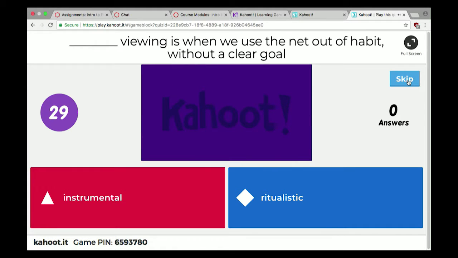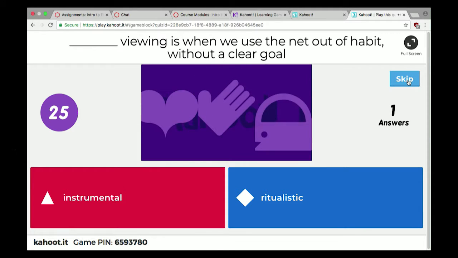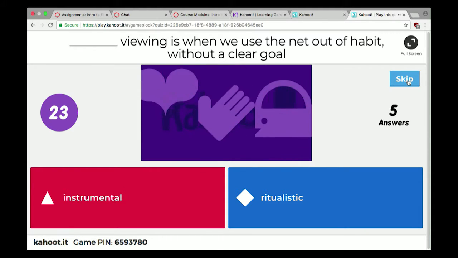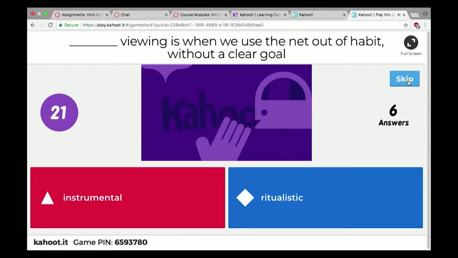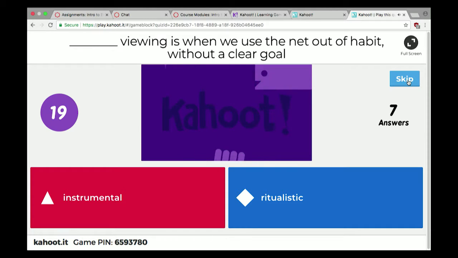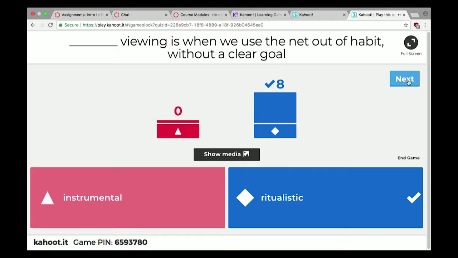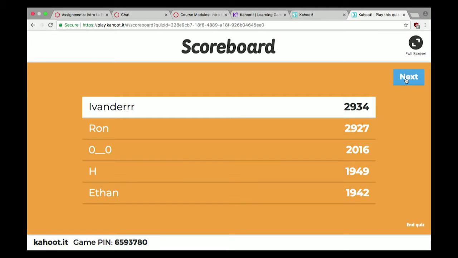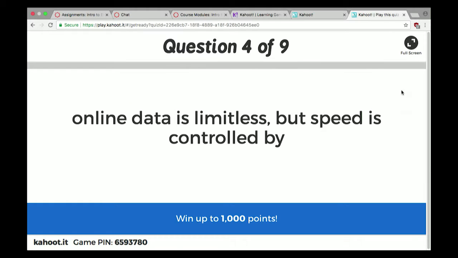All right. Next. As we move ahead, okay, some kind of viewing is when we use the net out of habit without a clear goal. So like when you fall down a rabbit hole and you forget why you were looking at all this information. What is that called? All right, great job. 8 people, everyone got it right. Ritualistic viewing. Yeah, it's ritualistic viewing. Because otherwise it would be instrumental viewing when you actually want to find some specific information.